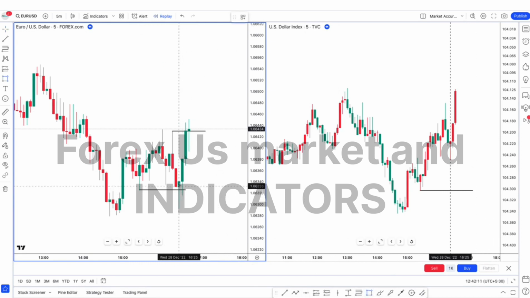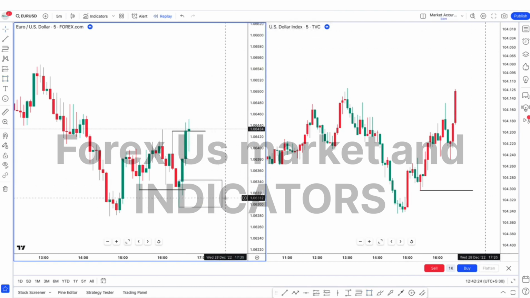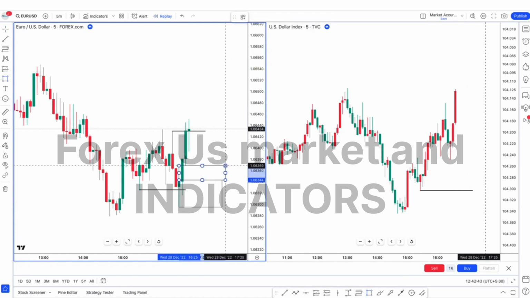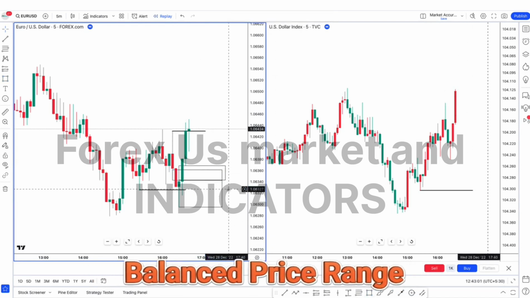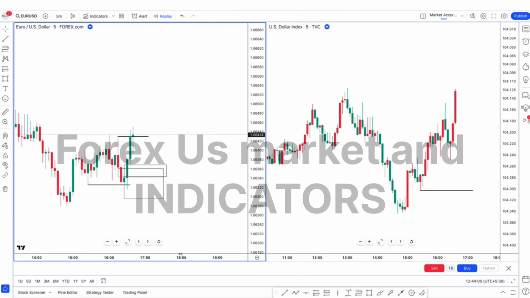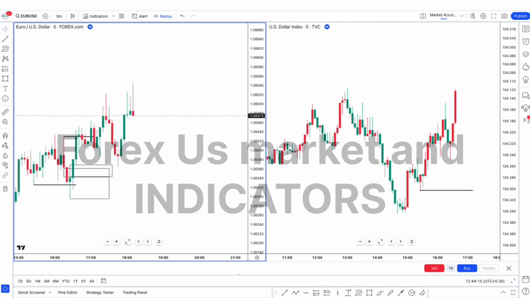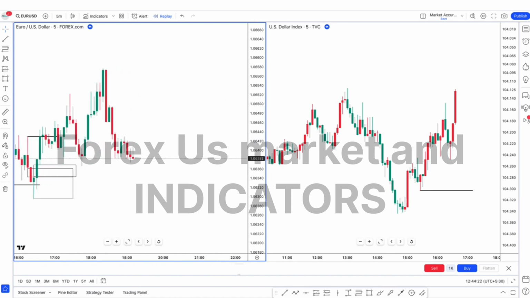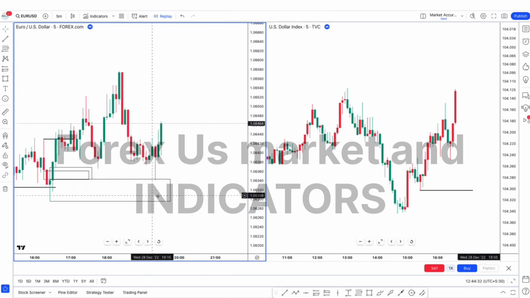So we have a market structure shift on a 5-minute, and we simply have this order block, and we have fair value gap, and we also have a BPR. Now, balanced price range is something that I'm going to teach in my upcoming video. We have 3 confluences here as well. Now, let's see how this trade plays out. We keep on playing. We mitigated the order block.